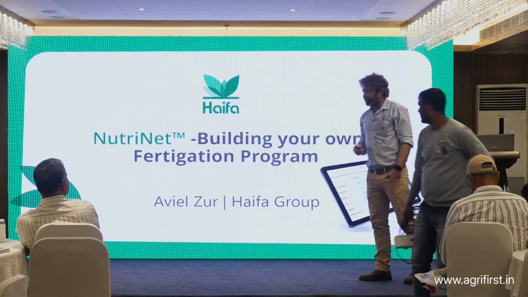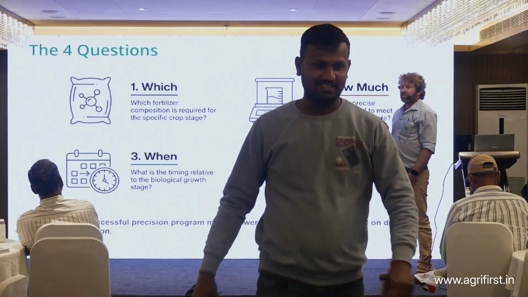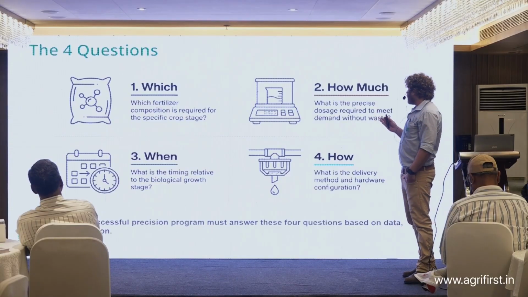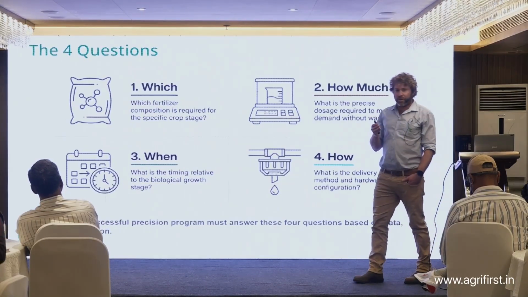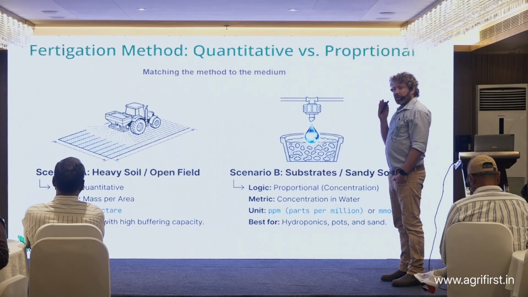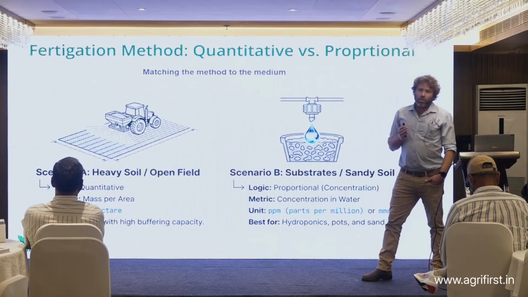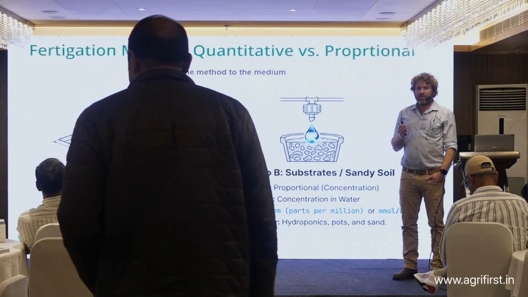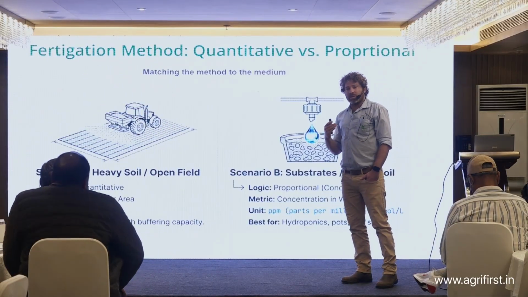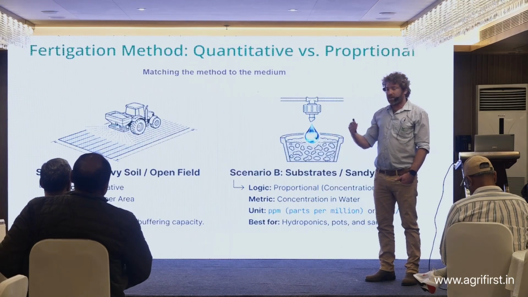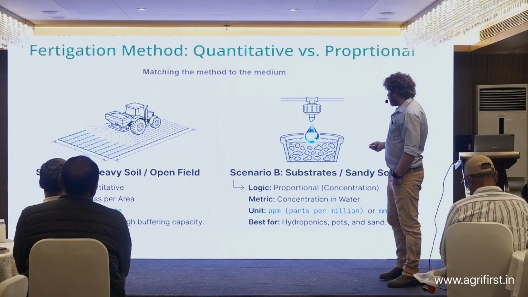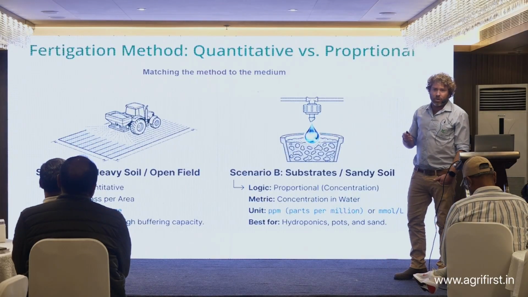your own fertigation system. So the 4 questions when we need to create a fertigation system is which fertilizer we want to apply, how much, when we should apply them, and how. 2 methods that we need to take in consideration. Are we fertilizing quantitative method or proportional? Quantitative method for heavy to medium soils, and then we apply kilogram per area. And if we work on very light soils, we need to work in a proportional method, when we work in a concentration, ppm, millimoles, milliequivalent.